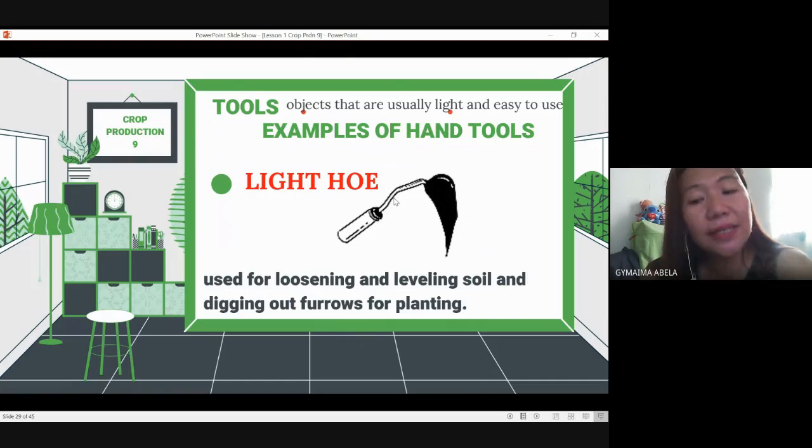Yes, this is the example in the picture before. This is a light hoe. The light hoe is used for loosening and leveling soil and digging out furrows for planting. So when you are digging furrows, you can use the light hoe.